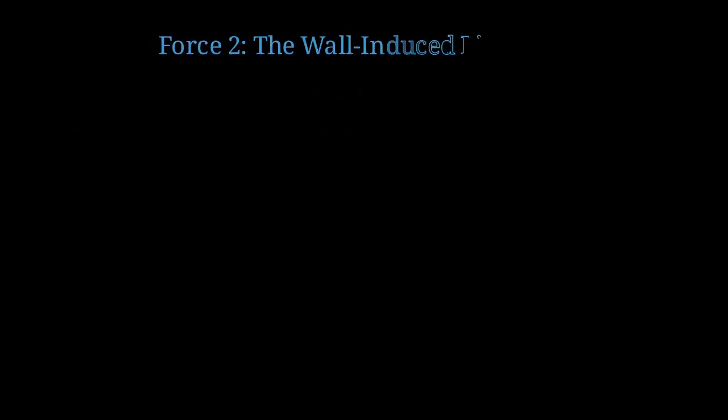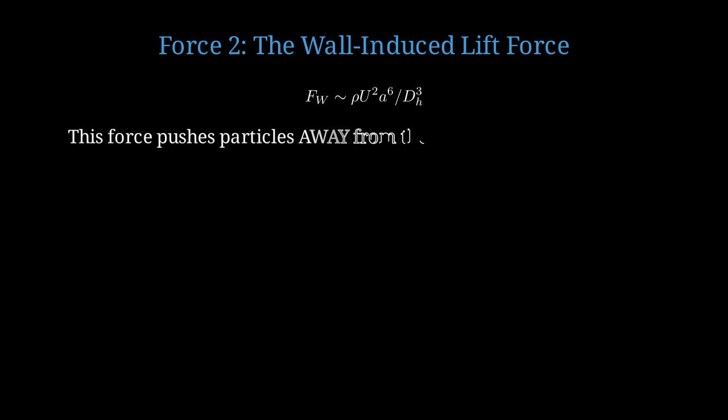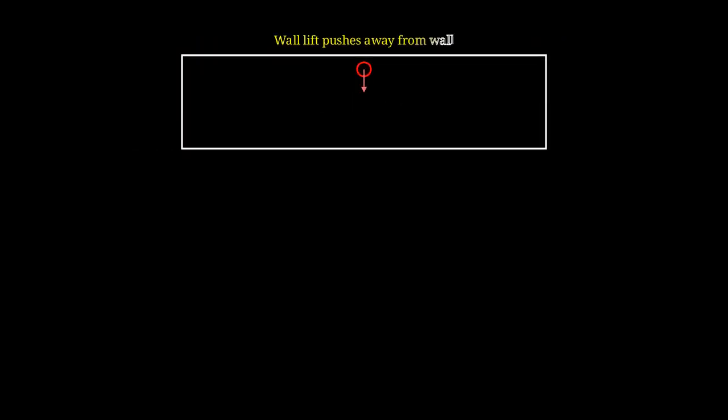The second force is the wall-induced lift force. This one arises from the interaction between the particle and the nearby channel wall. The wall lift force scales as density times velocity squared times particle diameter to the sixth power divided by channel diameter cubed. This force pushes particles away from the walls toward the channel center. It's caused by the asymmetry in the flow field around a particle near a wall. Here's a particle near the wall. The wall-induced lift force pushes it away from the wall toward the center.